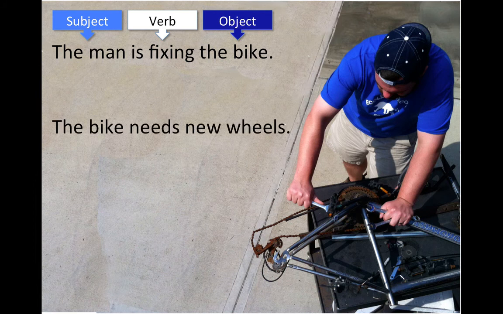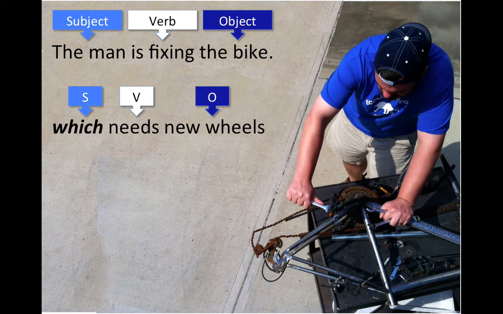The next sentence we're going to look at is: the bike needs new wheels. Clearly there's no wheels on this bike. Likewise, this sentence has a subject, the bike, a verb, needs, and an object, new wheels. Now we're going to use the second sentence to make an adjective clause or a relative clause that modifies something in the first sentence. To do this, we're going to change the subject, the bike, into a relative pronoun, which. Then we're going to put the relative clause right after the noun that it's modifying, the bike. You'll notice that the bike and the bike are the same thing. So this is what we'll be modifying. So our sentence looks like this.